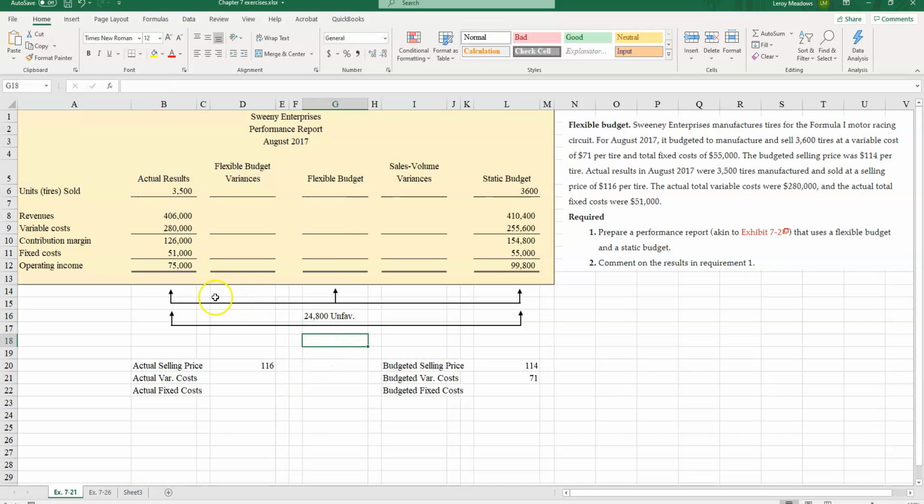Now that I have my static budget variance, I am going to do the next level of analysis, a level 2 analysis, and create my flexible budget. So now let's create our flexible budget. Remember, our flexible budget is really taking our actual units sold and multiplying them by our budgeted selling price and our budgeted variable costs. So my flexible budget is going to be based on 3,500 units, but we're going to base it off our static budget of budgeted selling price and budgeted variable cost.